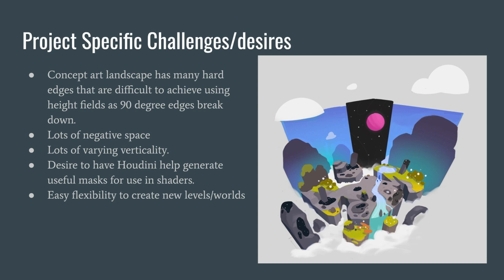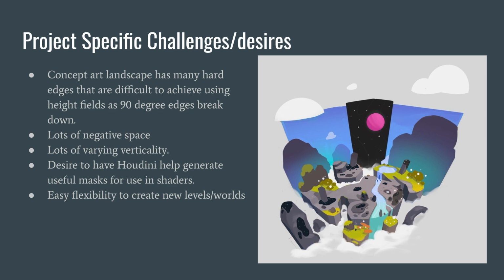So in terms of project challenges and desires, as you can see on the right-hand side there is our initial concept art for the project created by our illustrator, Max. As you can see, the concept art has a lot of different hard edges, which are difficult to achieve using traditional Heightfield terrain generation techniques. 90-degree edges tend to break down pretty quickly and can look very jagged. You could try increasing the resolution, but then you get things that are really dense, and again, it still doesn't have the sharpest of edges that we wanted to create.